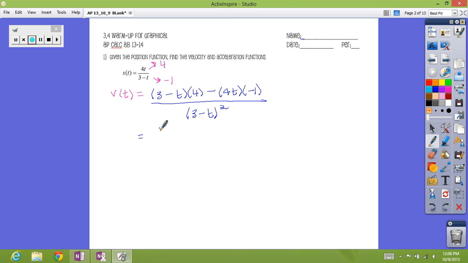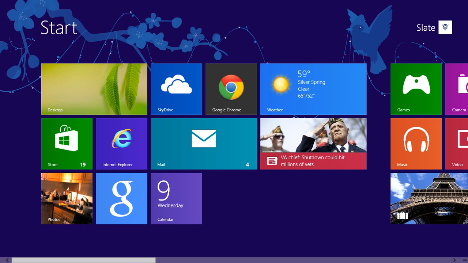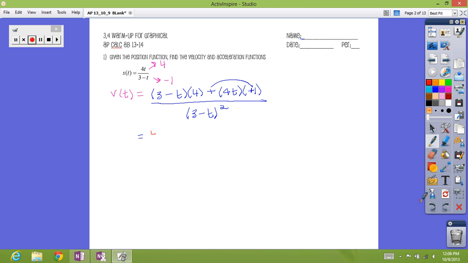So we get, let's see, things that I want to do first. I'm going to turn this to a plus by multiplying those negatives together. I'm distributing the negative to that term. Remember, we don't do it to all. And then I'm going to multiply out. I get 4 times, oh Lord, sorry, 4 times 3, which gives me 12, minus 4t, plus 4t, all over 3 minus t squared. So we know that we get 12 over 3 minus t squared. So that's my velocity function.